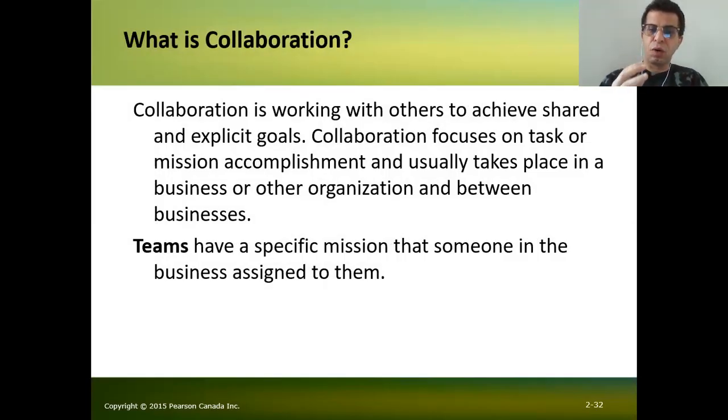But what's collaboration? Collaboration is working with others to achieve a shared and explicit goal. Collaboration focuses on a task or mission to be accomplished and usually takes place in a business or other organization, or between businesses. Teams have a specific mission that someone in the business assigned to them.